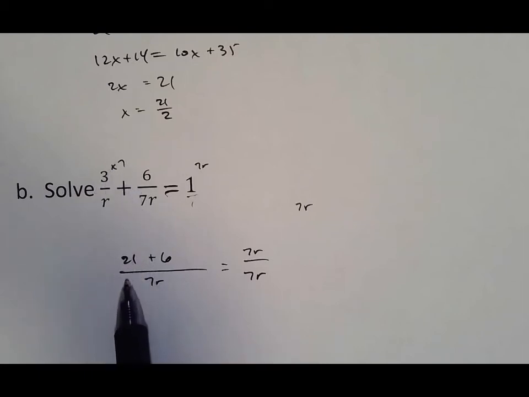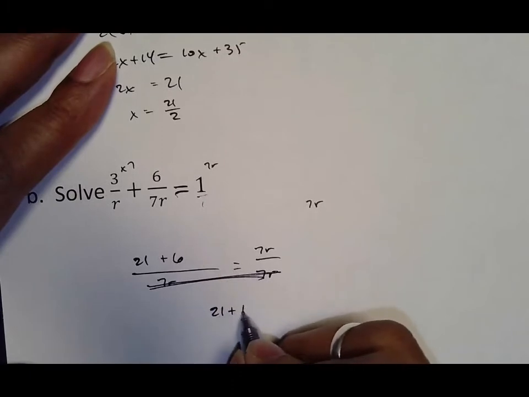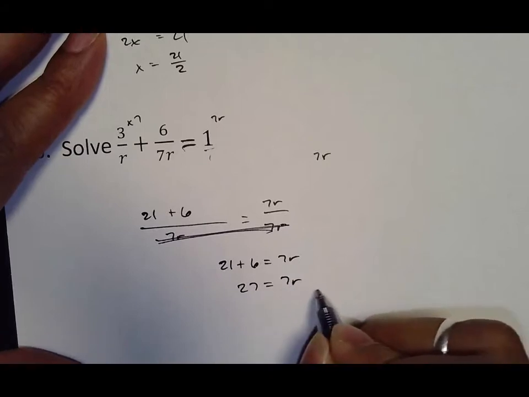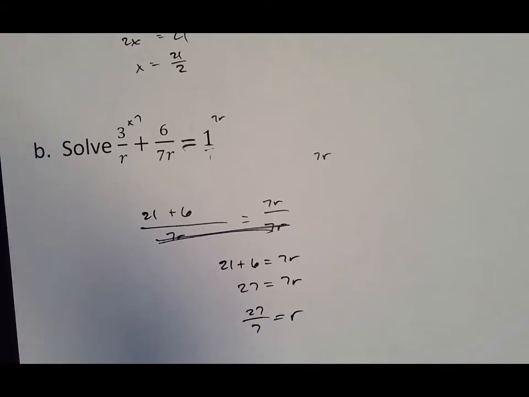So again, 3 times 7 made 21. 6 stayed the same. 1 turned into 7r. Now I can ignore the denominator and just put 21 plus 6 equals 7r, which means that 27 equals 7r, which means that you would end up with 27 over 7 equals r.